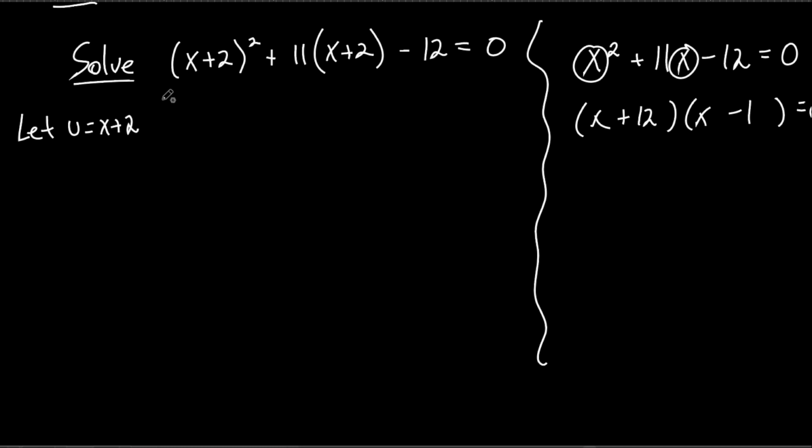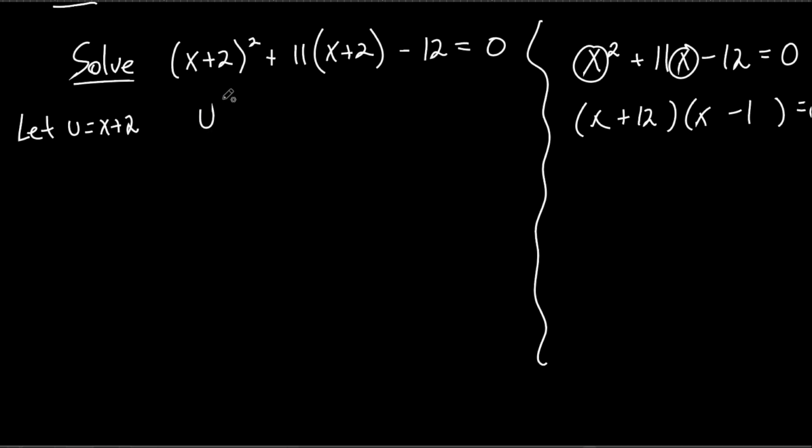So what I'm going to do is I'm going to let the letter U, I could use any letter I wanted. I could have used A, B, C, D, whatever, okay? But for some reason, in math, they use the letter U for substitution. So if this was like U squared plus 11U minus 12 equals 0, we would factor it just like we did this. Agreed? All right? So what we're going to do is replace that x plus 2 with a u. So what would it look like then?